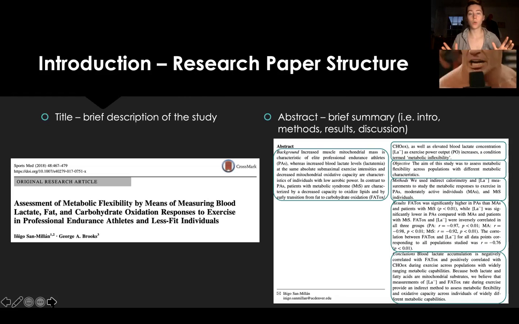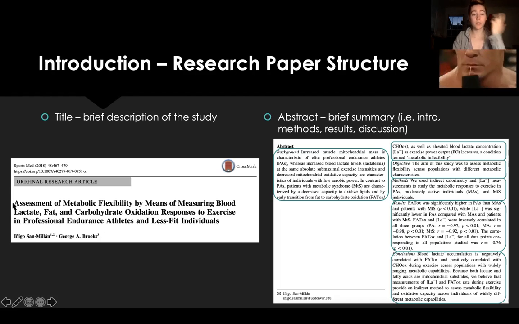Okay, so now we're going to talk about the structure of a research paper. We're going to be talking specifically about primary research, not secondary research or anything like that. So primary research articles will always have a certain number of things. They'll always have a title, an abstract, introduction or background, method section, results section, and discussion section. And sometimes they'll have a conclusion, but generally they just leave it at discussion.